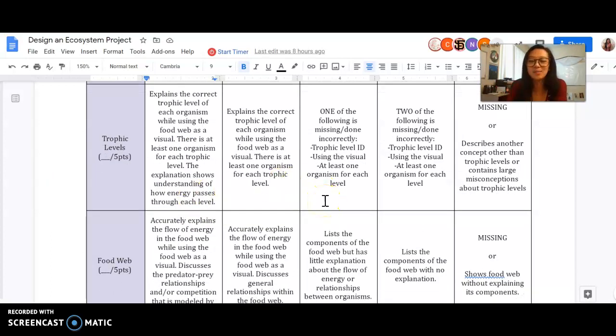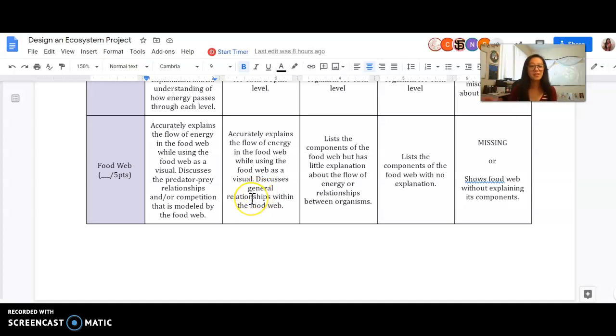Next thing I'll be listening for is you discussing the trophic levels. So you should be able to, as you're showing your ecosystem, explain the trophic levels, identify them correctly, especially if there are some organisms that are in multiple trophic levels. And then you should be able to explain how the energy passes through your trophic levels. If you can talk about how much energy passes through the trophic levels, like we talked about with the 10% rule.